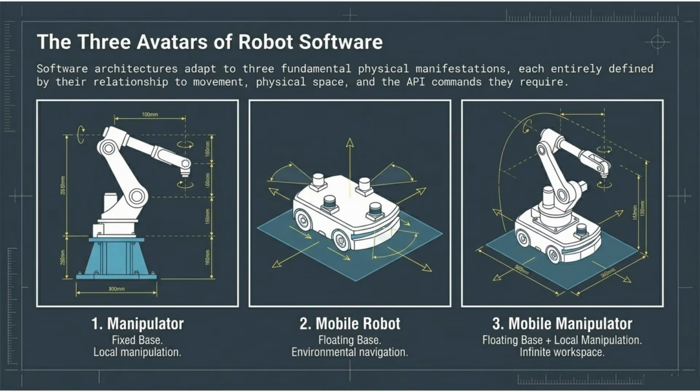3 avatars of robot software. Manipulators, fixed base, local manipulation within a bounded workspace. Mobile robots, floating base, environmental navigation across infinite theoretical space. Mobile manipulators, floating base plus arm, combinatoric complexity with an infinite workspace. Software architectures adapt entirely to movement, physical space, and the API commands each form requires.